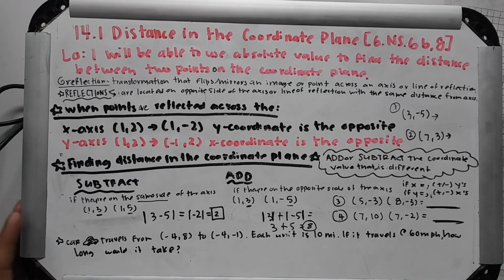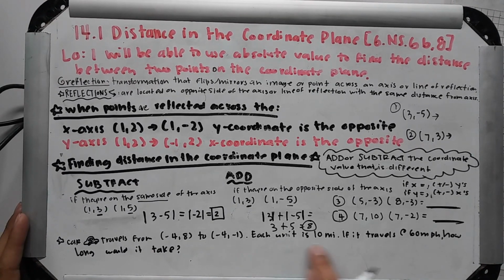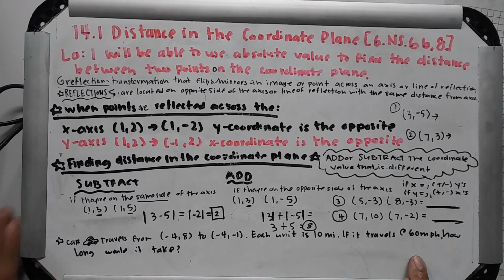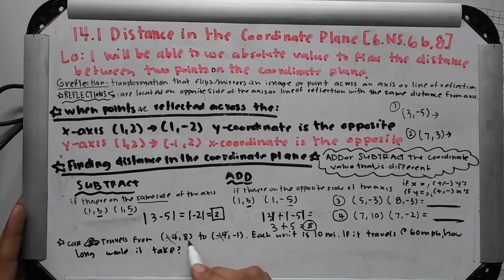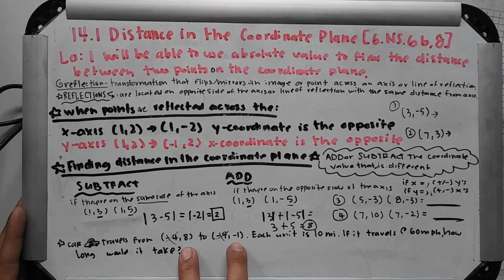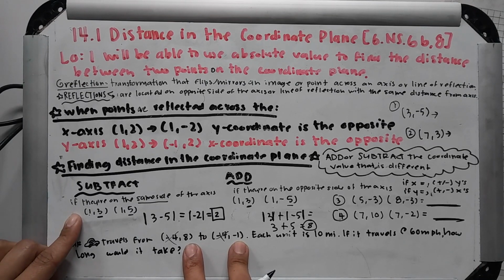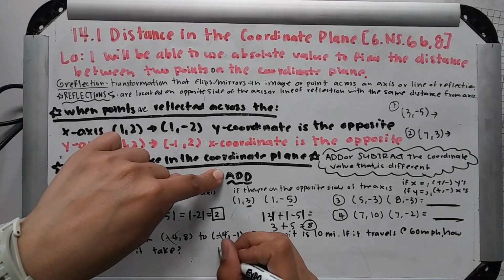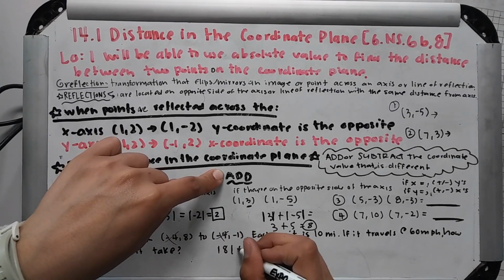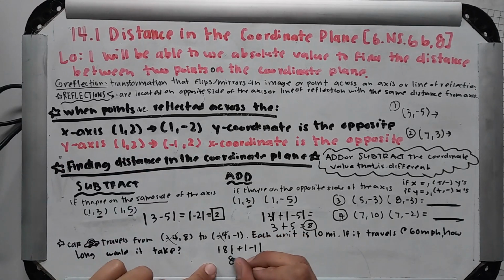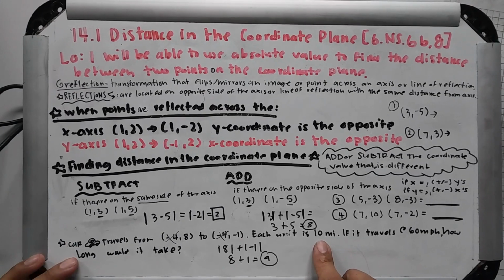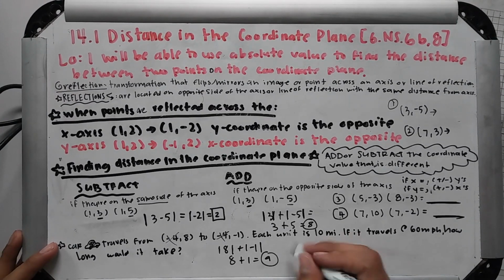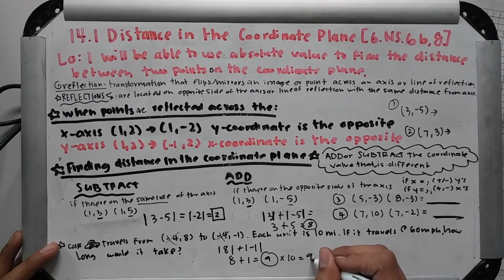So we have a car that's going from this point to that point, and each of the units is 10 miles. First thing we have to do is find its distance. Remember, this is the same, so I'm going to ignore those. Because they are on the opposite side, one is positive, one is negative, I'm going to have to add. So I'm going to say absolute value of 8 plus absolute value of -1. This is 8 plus 1, that's 9. So those are my units, but each unit is 10 miles. So that's 10 times 9, which is 90 miles.